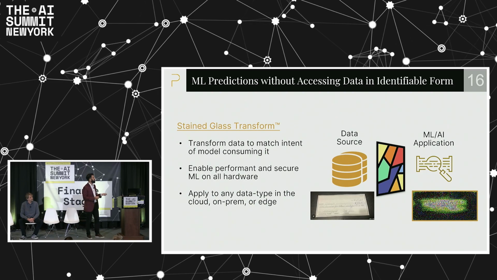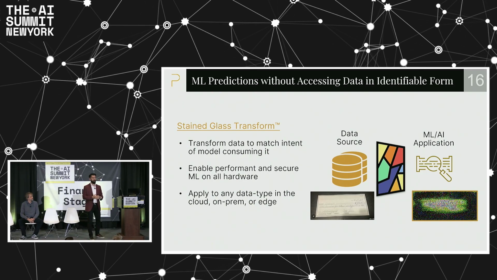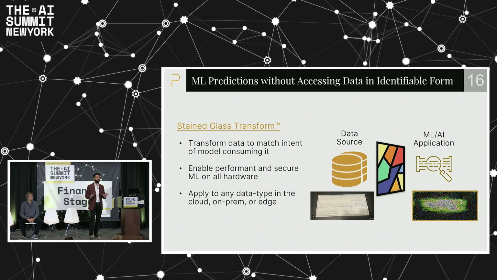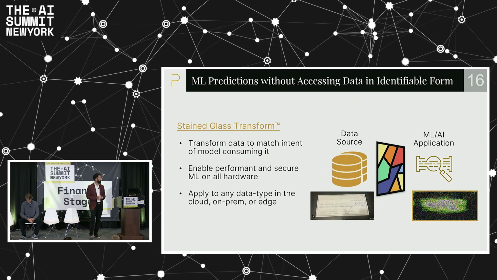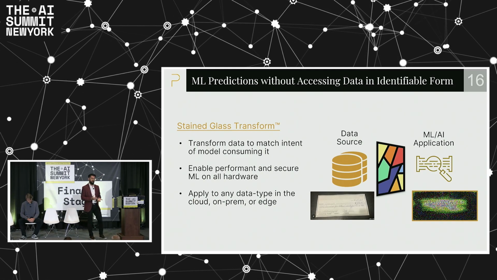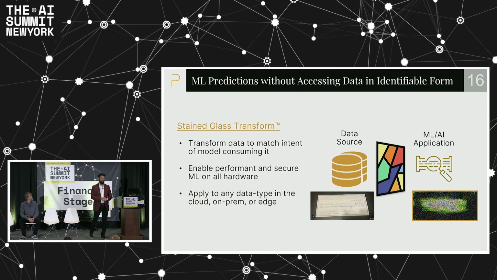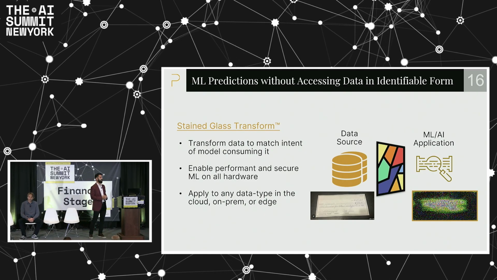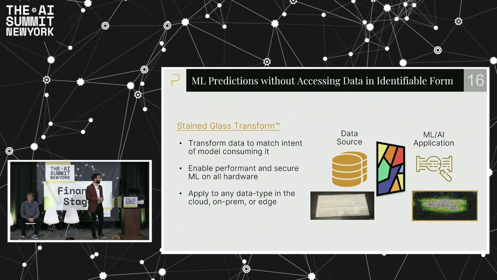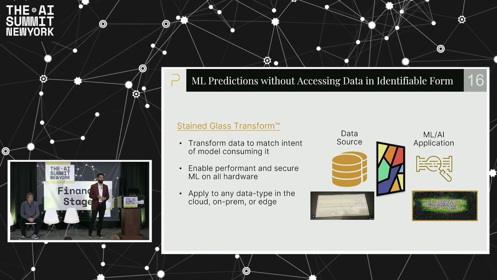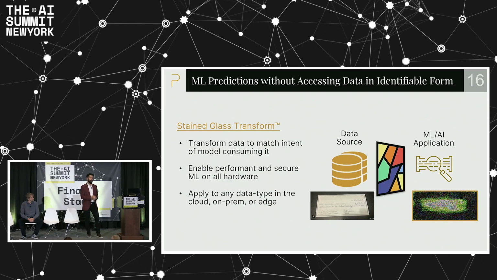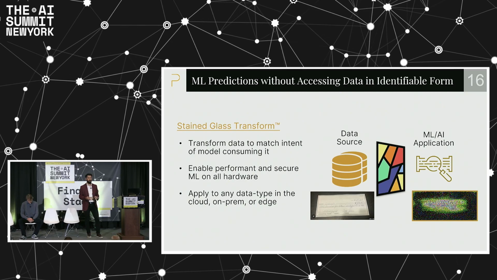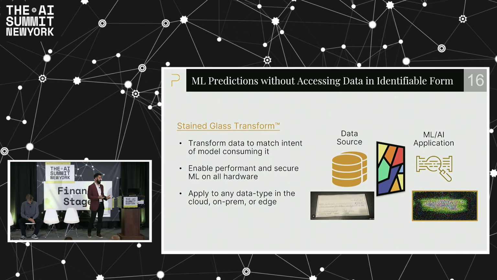We want to be able to enable performant and secure machine learning on any hardware, so it does not matter what hardware you're using under the hood, and you can take advantage of all of the security features that your hardware provides. And lastly, it applies to any data type. Here, we've been talking about visual examples, with computer vision being the machine learning algorithm, but I'll show you a few examples in a couple of slides of how it can apply to any data type. And more importantly, it can be deployed wherever your data resides at the initial point of collection, whether it be a cloud data platform, an on-premise storage server, or even at the edge.